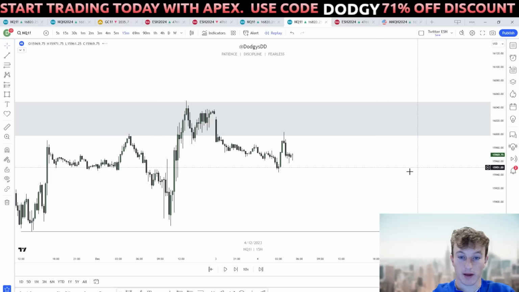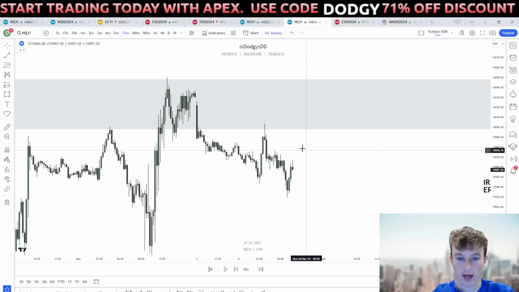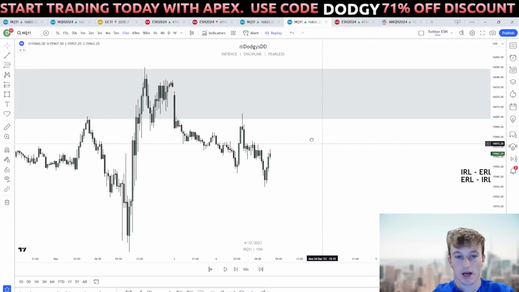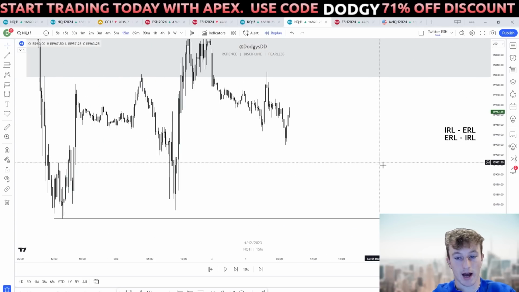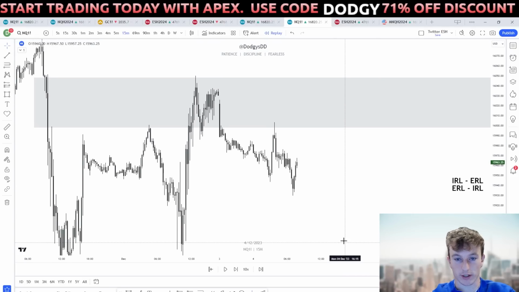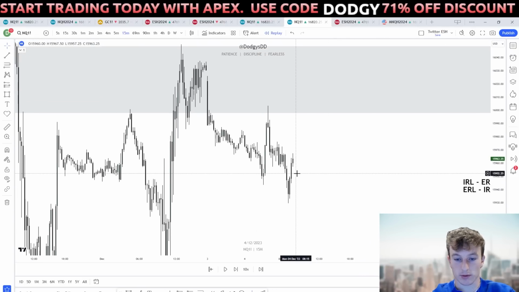So I wake up whenever I wake up, at 8 o'clock or 9 o'clock, and I see the market rejected this. I know the market rejected internal liquidity. I now know the market's probably going to head to external range liquidity here. So this is when I look for some sort of inversion model.